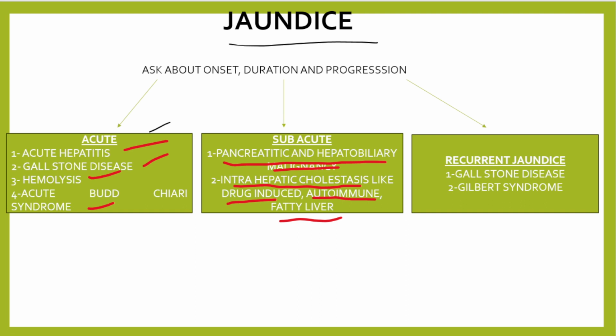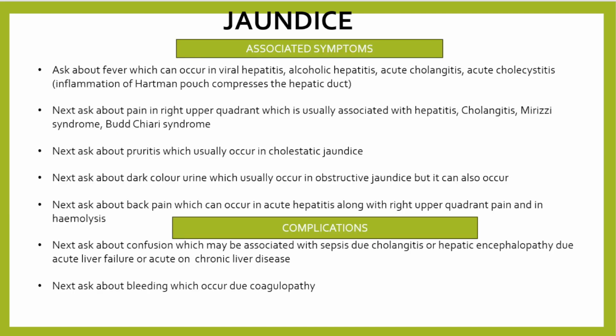Then recurrent jaundice: gallstone diseases can cause recurrent jaundice. Gilbert syndrome, which is a hereditary problem with the bilirubin glucuronide transferase, causes recurrent jaundice, especially when the patient is fasting or having any stress in the form of infection or dehydration. Then once we have classified it into acute and subacute, we will further ask about associated symptoms with the jaundice.